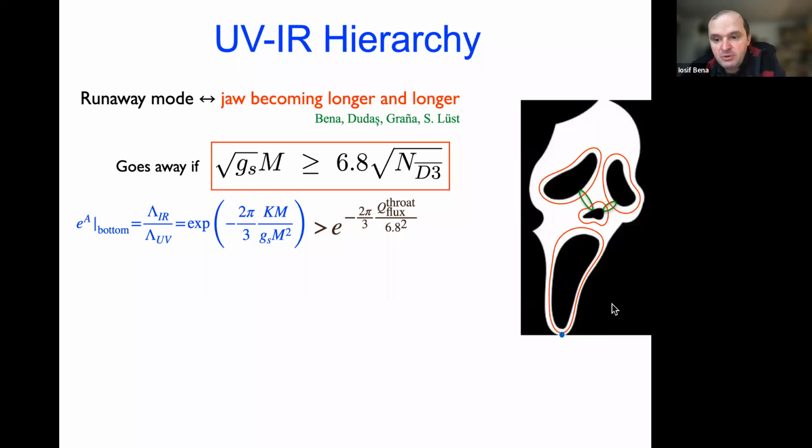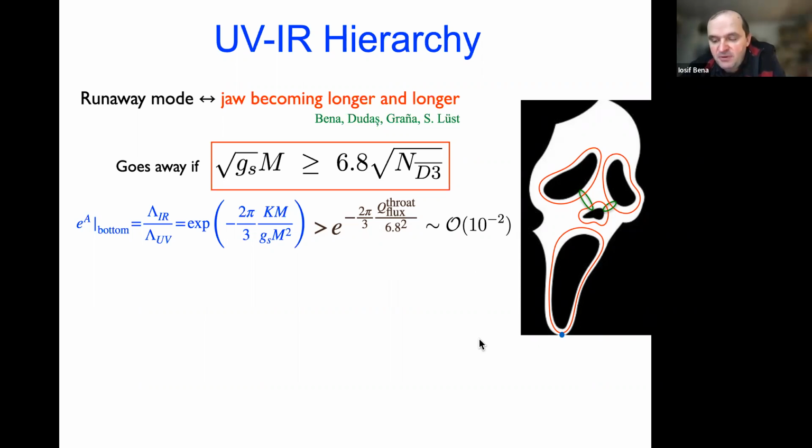And this hierarchy between the bottom and the top, which you need, again, if you want to do a Klebanov-Strassler uplift, is going to be expressible in terms of the Q in the flux, divided by, again, the 6.8 number squared with a factor of 2 pi over 3. Now, this hierarchy between the bottom and the top needs to be over the 10 to the minus 2 at least. This is basically the calculation.